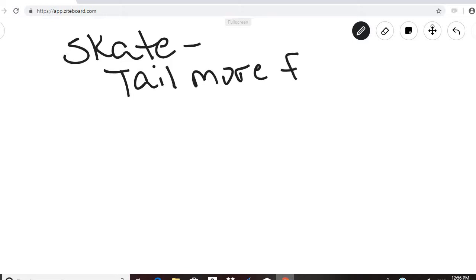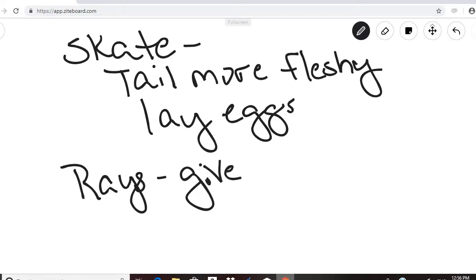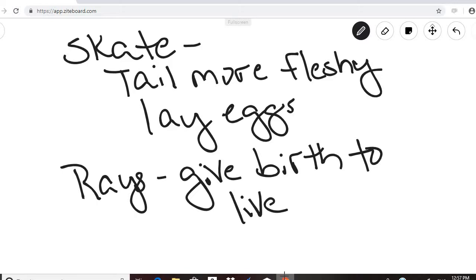Other than that, they look pretty similar, but the tail is just more fleshy on a skate. Another difference is that skates lay eggs, and rays actually give birth to live young. We're going to talk about differences with regard to that in just a moment, or toward the end of the time. Okay, so the tail and the way that they give birth. I think that's all we'll say.